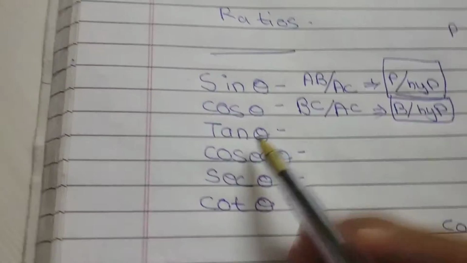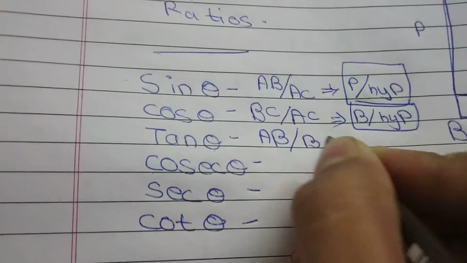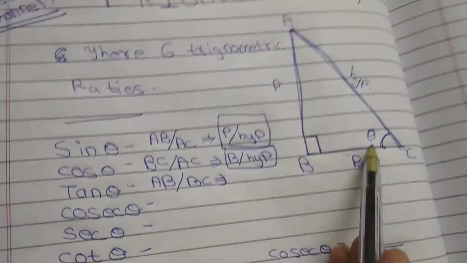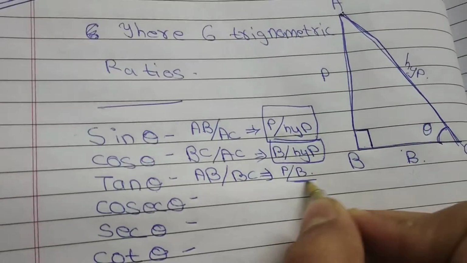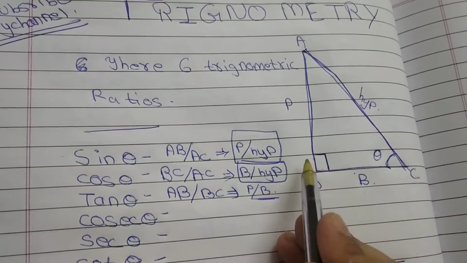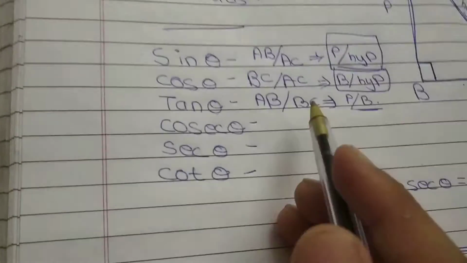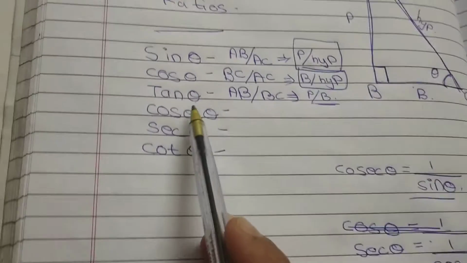So tan theta is nothing but AB upon BC. So now see here, AB is perpendicular, BC is base, so we will write it as P upon B. So perpendicular upon base, or AB upon BC, is tan theta. Now with this we will find out the next three.